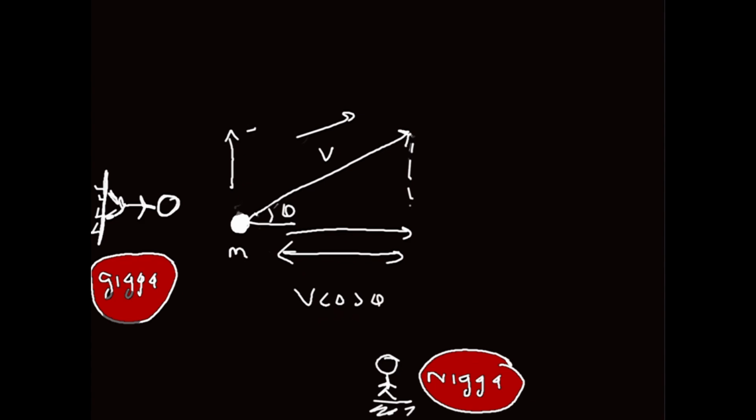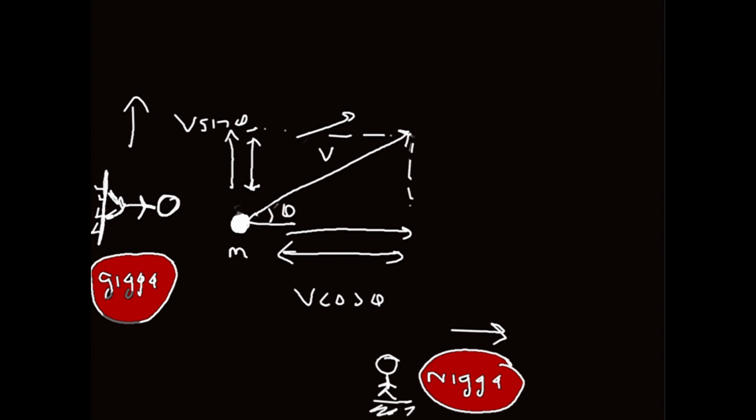And Giga says that after 1 second, the ball moves this much distance. So the velocity of the ball is v sin theta. Both of them are correct. None of them are wrong. But what is actually wrong here? That we need to find. Nothing is wrong here. These two are the components of this vector from two different axes. It is the y-axis and it is the x-axis.